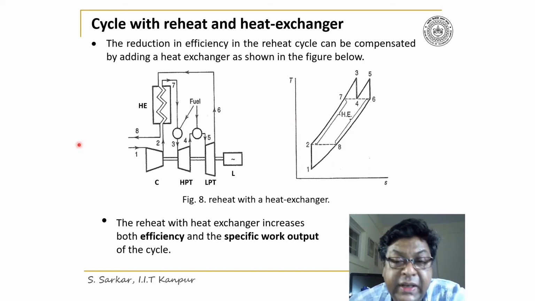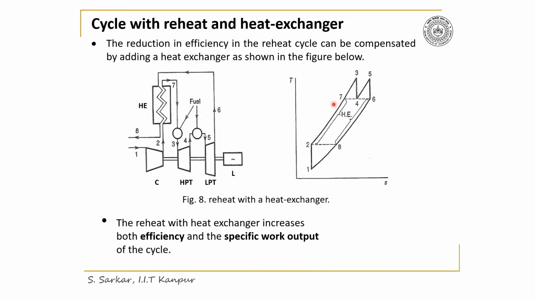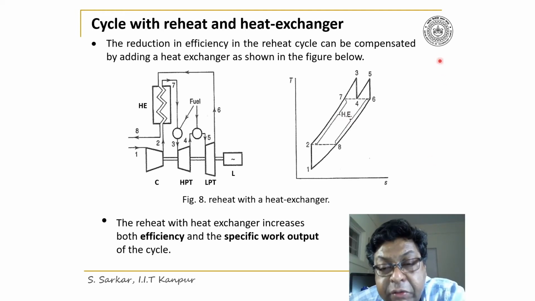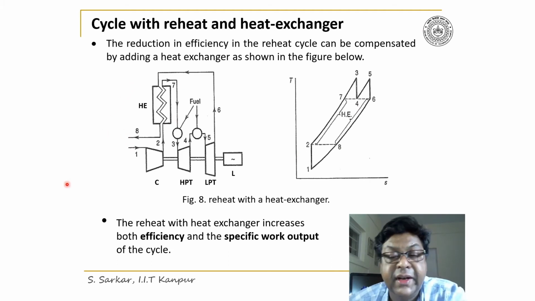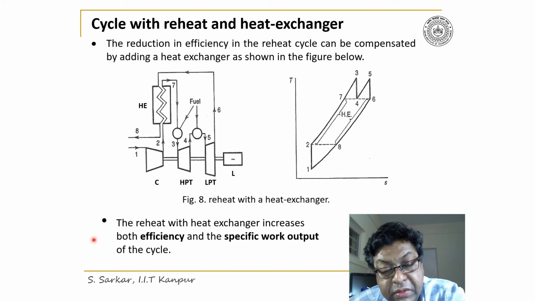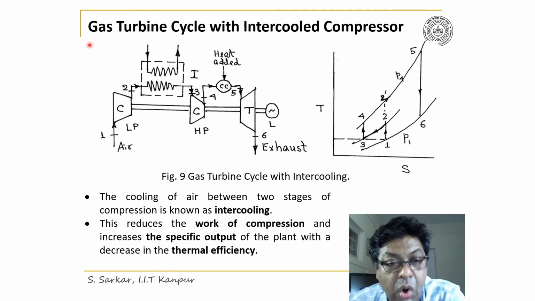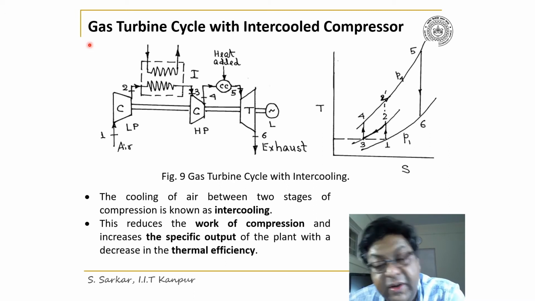So the heat added in the combustion chamber is represented here by the process 7-3. Therefore, we have utilized here a considerable energy because of the addition of the heat exchanger as illustrated before. Thus, we can conclude that the reheat cycle with a heat exchanger increases both efficiency and the specific work output of the cycle. Now I'll discuss the gas turbine cycle with intercooled compressor.